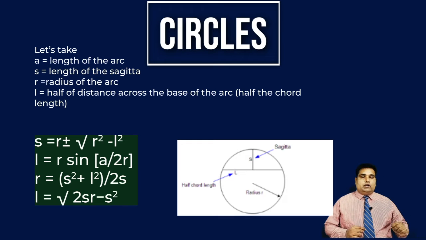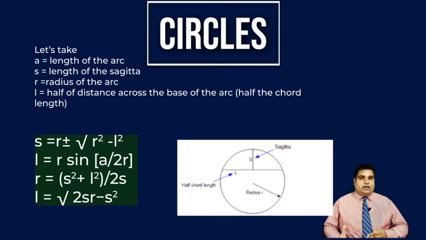And if we need to find L itself, we have a formula that L is equal to R sine A upon 2R. What is A here? A is the length of the arc. So we can find L also. L is what? Half of the distance across the base of the arc.